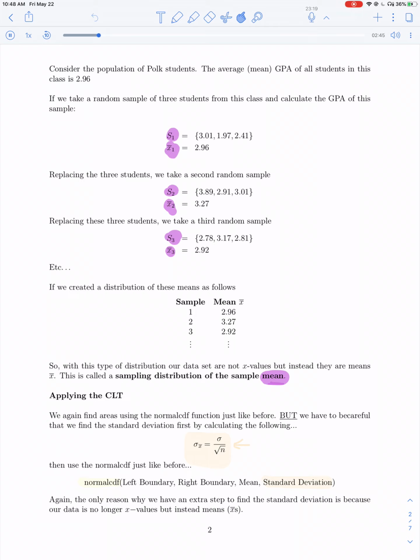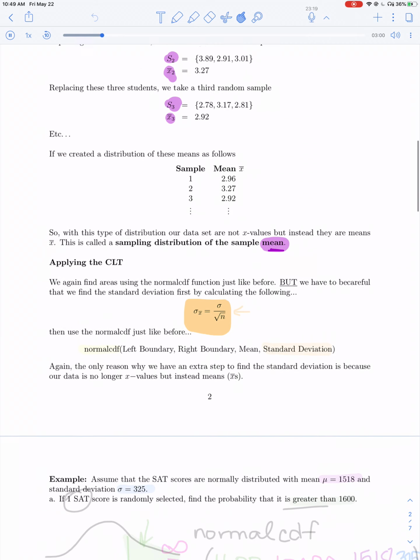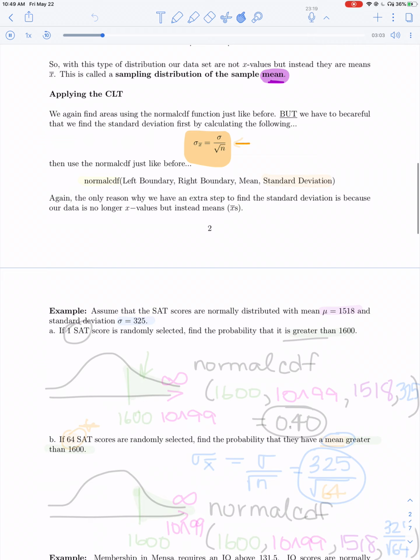And like I said before, your only real catch is if you're going to find an area or probability, you have to calculate your standard deviation first if it's one of these problems about the mean. You'll have to take the standard deviation and divide by the square root of n. That will go in our standard deviation slot when we do our normal CDF. Everything else will look exactly the same.